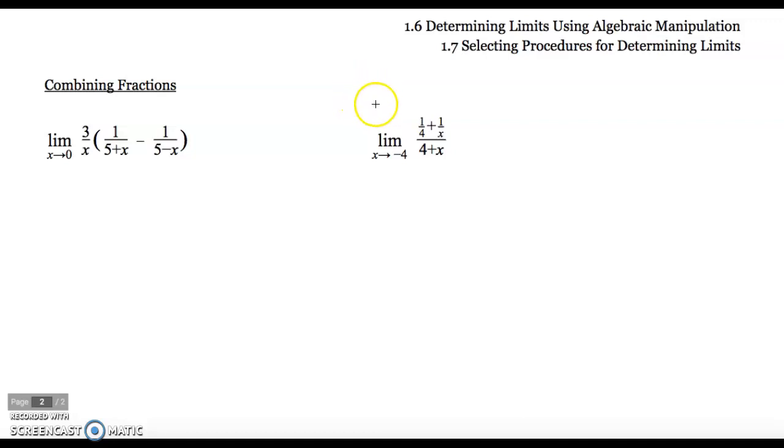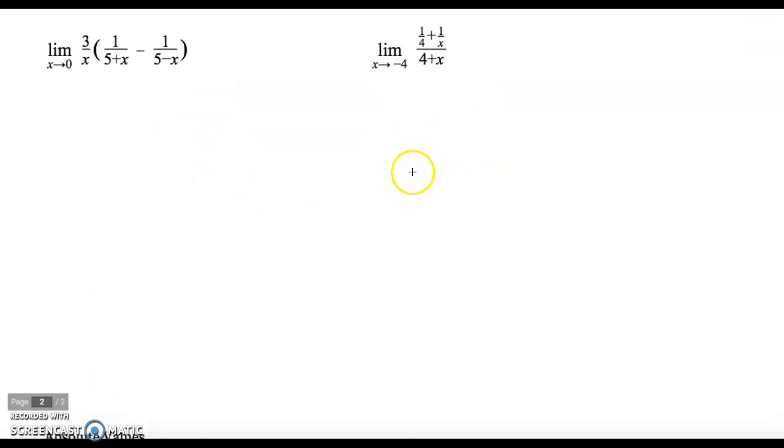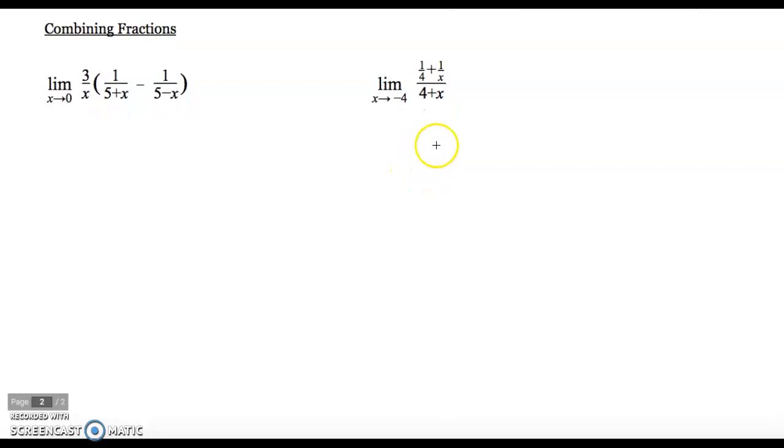Okay, now we're going to look at some more advanced methods for determining some limits that require a little more intense algebra. So the two we're going to look at now are combining fractions or rational expressions and absolute value. So let's look at combining fractions first. There are a couple of different ways that you could do this.